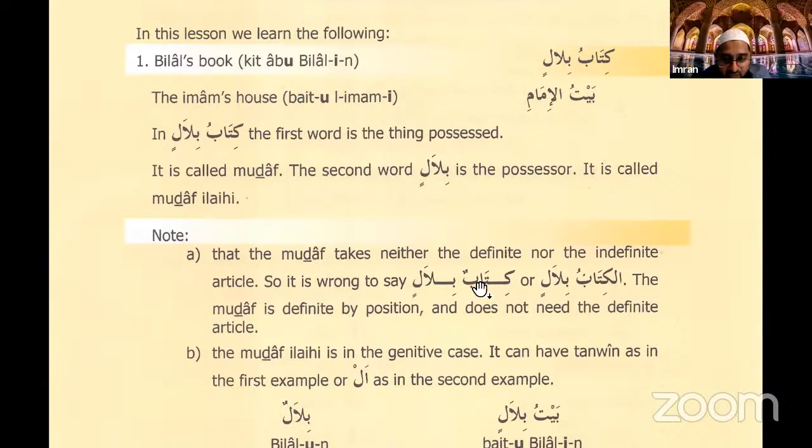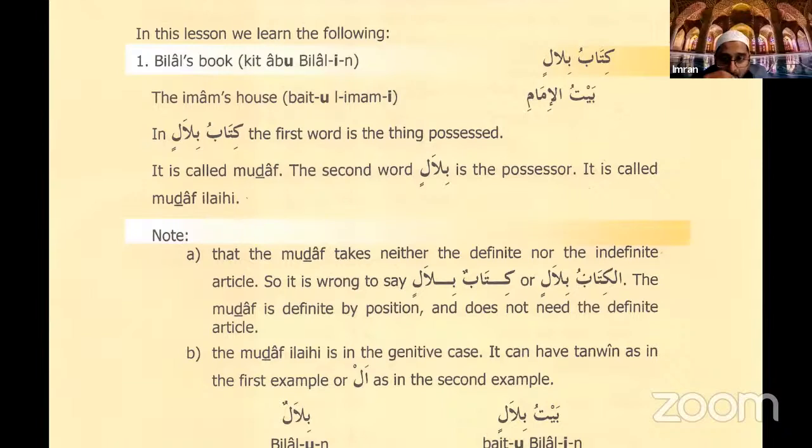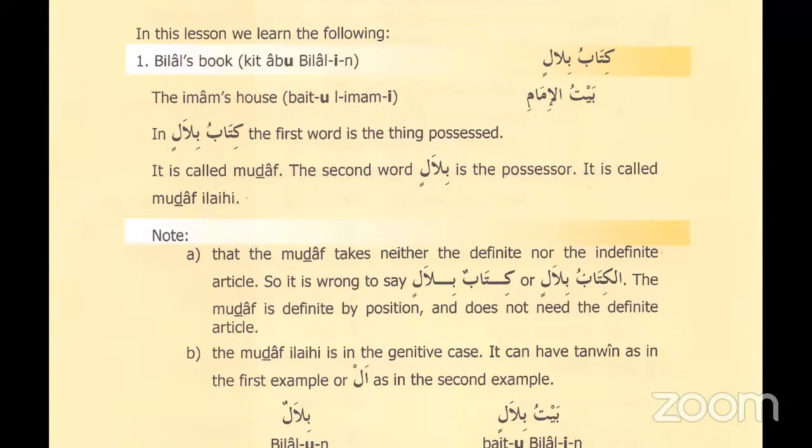That's called indefinite. So the mudaf takes neither the definite, meaning al-kitabu, nor the indefinite, kitabun, article. So it is wrong to say kitabun Bilalin or al-kitabu Bilalin. The mudaf is definite by position and does not need the definite article.